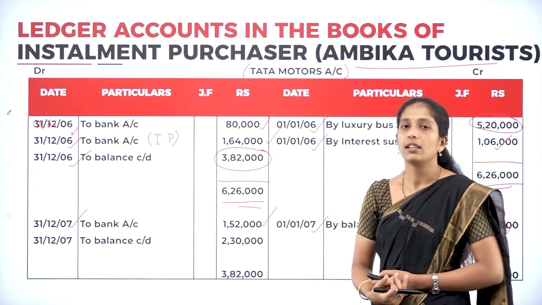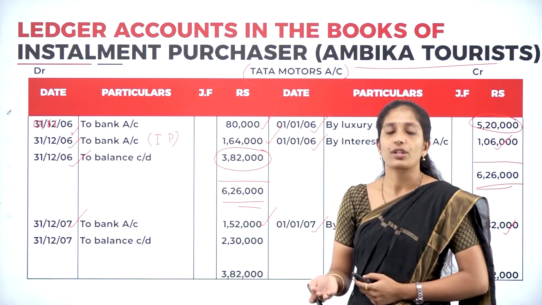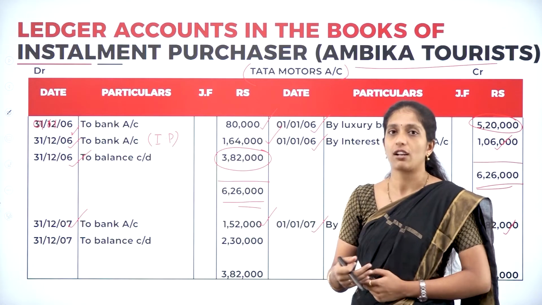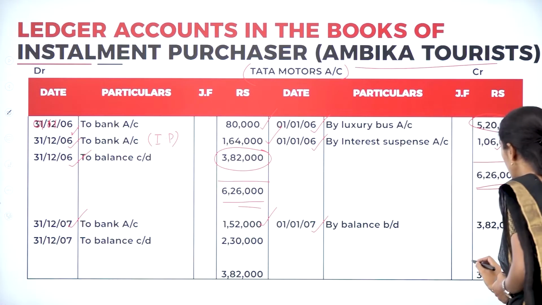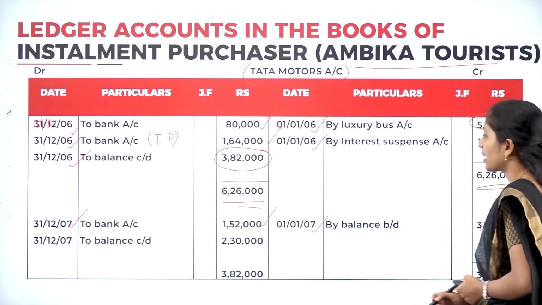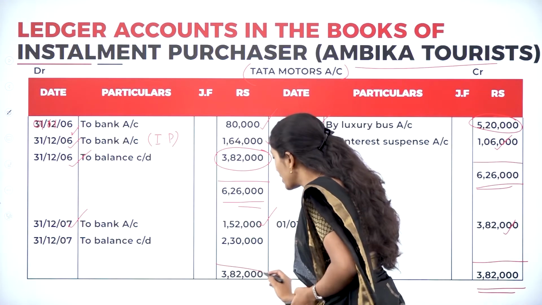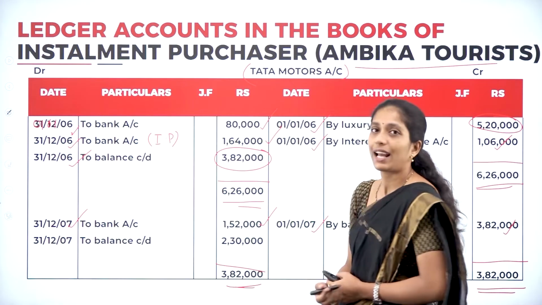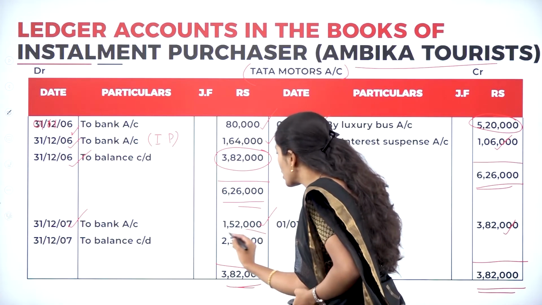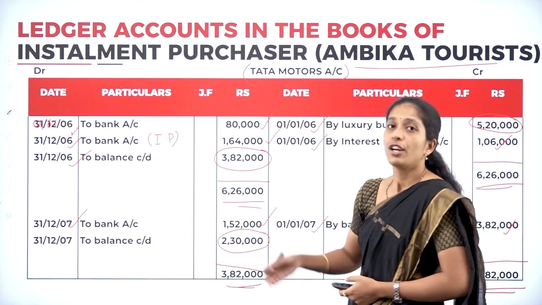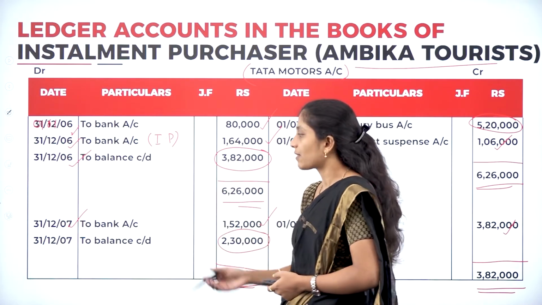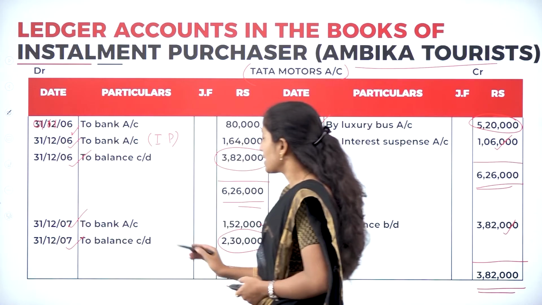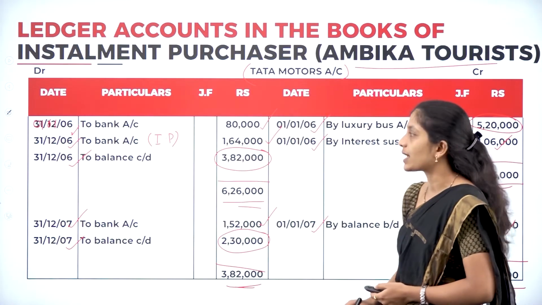Next is for what? Charging depreciation, you are not going to record. Next, transfer to profit and loss account, you are not going to record here. Now balance both the sides. So in your credit side is 3,82,000, whereas in the debit side it is only 1,52,000. So you'll get a balancing figure of 2,30,000. This balance has to be carried down to the next year, that is 31/12/07 to balance carried down 2,30,000.